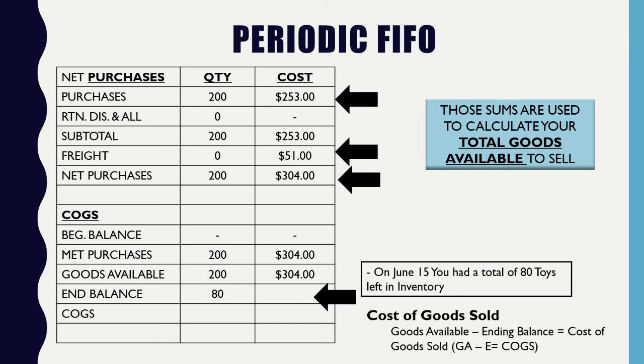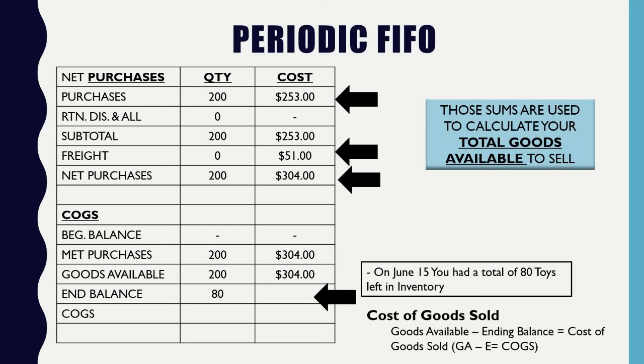That is where we're going to understand how the inventory gets affected when you have those returns. But for now, we're only focusing on perfect inventory. So now that we recognize what our net purchases are, we're going to add in our freight. Remember, freight is a separate cost for us acquiring our inventory. So now our total net purchases is going to be 200 items at a total of 304.